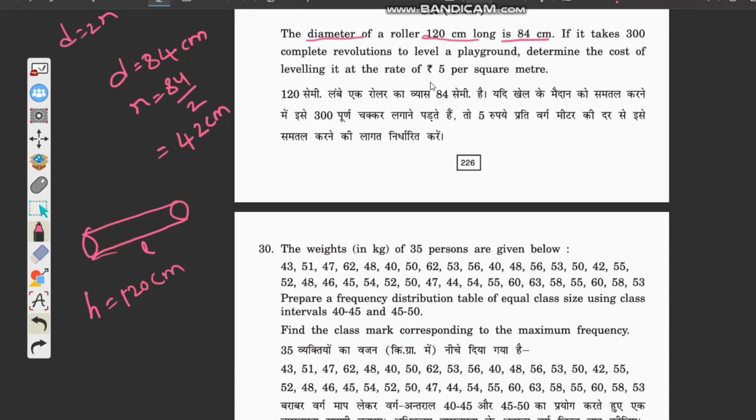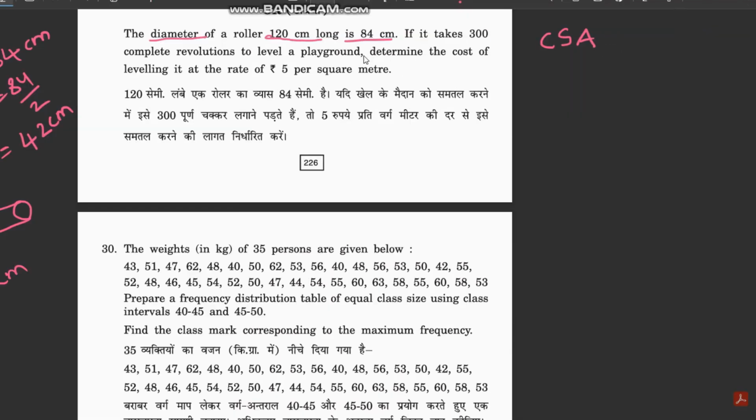So to measure the area of the playground which is leveled, we should go for finding the CSA of the roller. For one revolution it is leveling one CSA area. So for 300 revolutions, we should multiply 300 into CSA. First we will find the CSA.